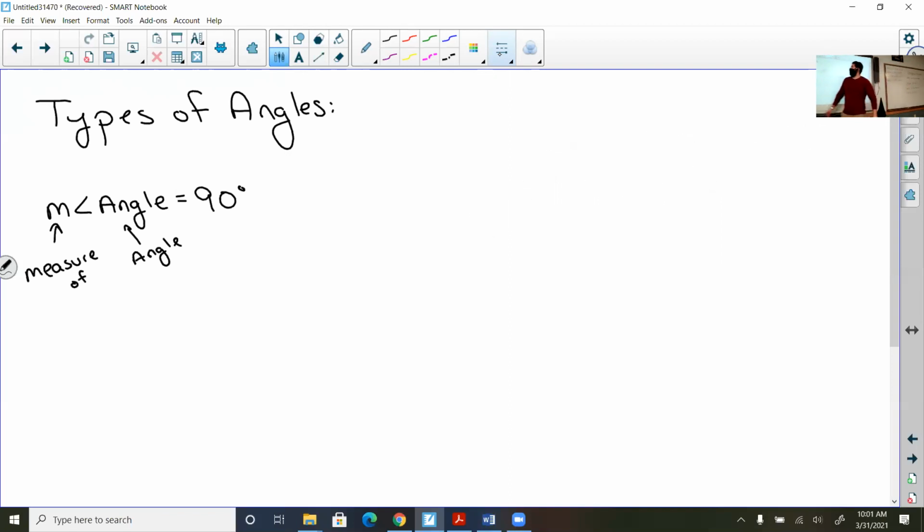So when the measure of the angle is equal to 90 degrees, we would have something that would look like this. They'd be perpendicular. That's not what a right angle looks like.